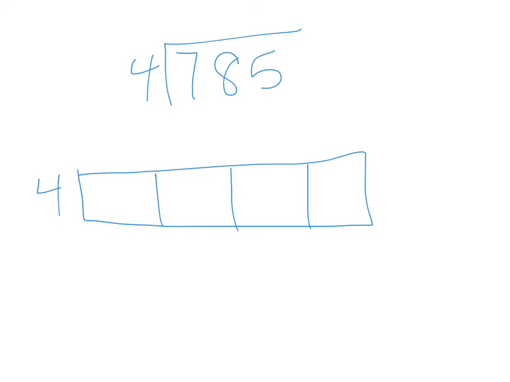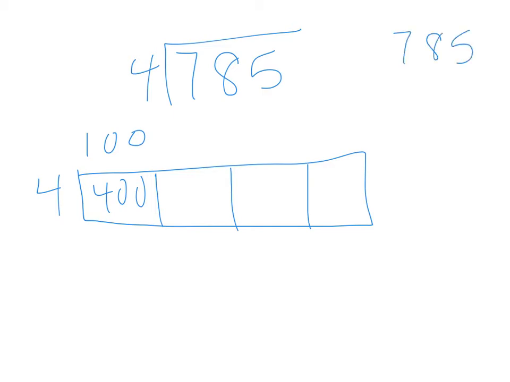The first thing that I'm going to do is look at the 7 in the number 785. When 7 is in that place, it's actually equal to 700. So the first thing I'm going to think to myself is, how many groups of 4 are there in 700? I know that there are at least 100 4s in 700. So I'm going to write my 100 here, and then I'm going to multiply 4 times 100, and that gives me 400.